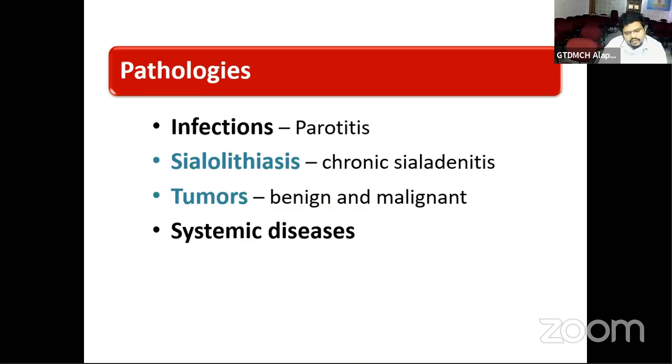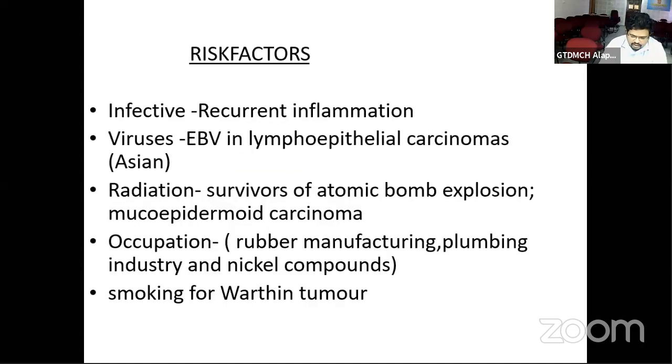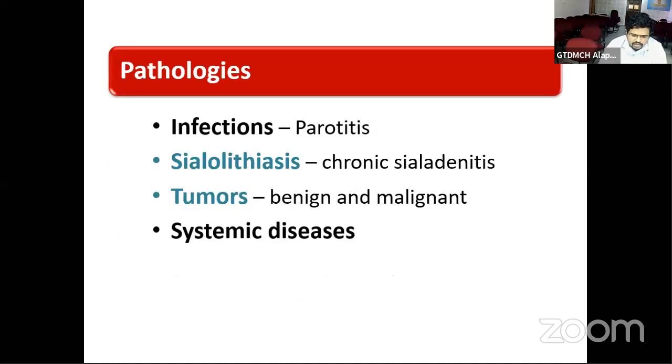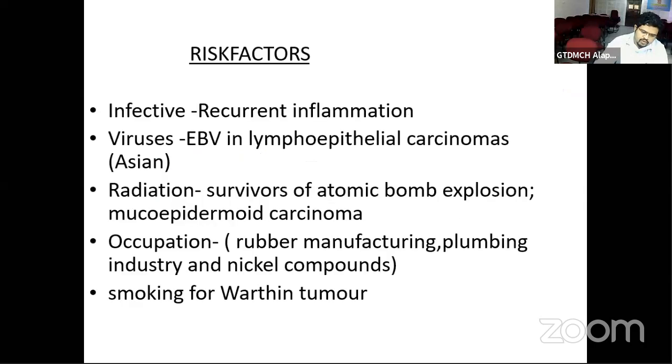Then we can have some other pathologies, parotid swelling, which can be caused by sialolithiasis, infections, tumor, and systemic diseases. Okay, here we discuss more about tumors. So we can go to risk factors of parotid tumor.